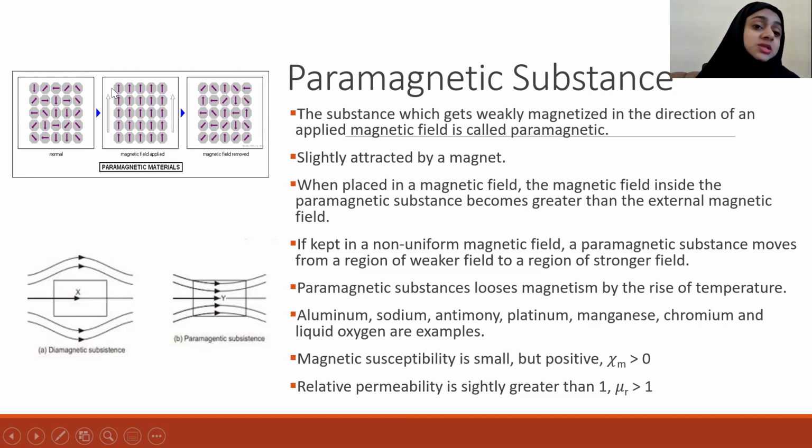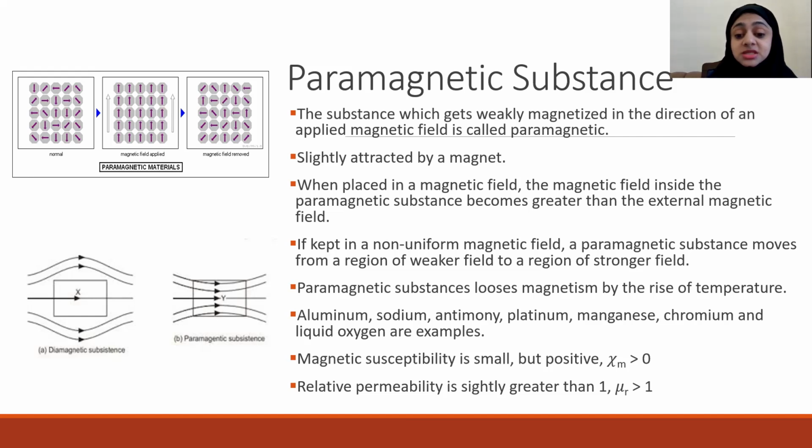Similarly, when we increase the temperature, the alignment gets distorted because the dipoles get arranged in a random manner. So that is why we say that paramagnetic substances lose magnetism when the temperature rises. Now these are some examples of paramagnetic substances: aluminium, sodium, antimony, platinum, manganese, chromium, liquid oxygen. All these are examples of paramagnetic substances.